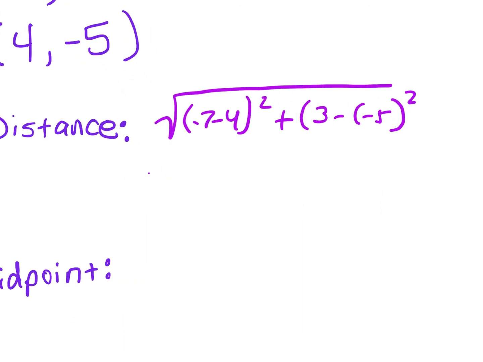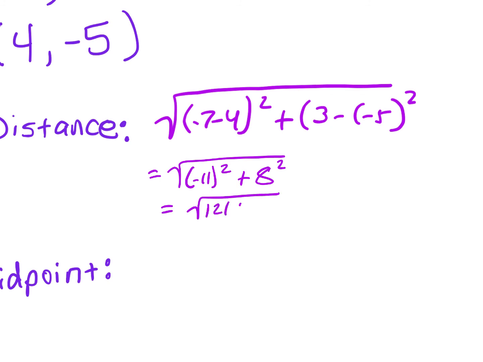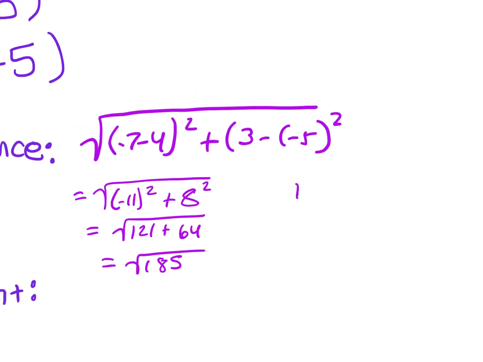What is negative 7 minus 4? Negative 11 squared plus, what's 3 plus negative 5? So I have 8 squared. 11 squared is 121, yes? Yes. 8 squared is 64. What's 121 and 64? 185. 185? Yep. Can I leave my answer as the square root of 185? No. If it's completely simplified, sure. But if I can break that down, I can't leave it like that.